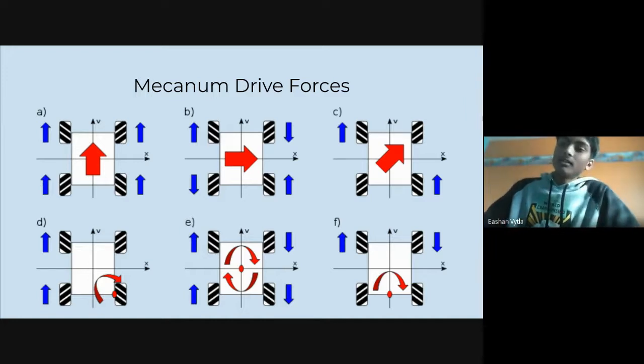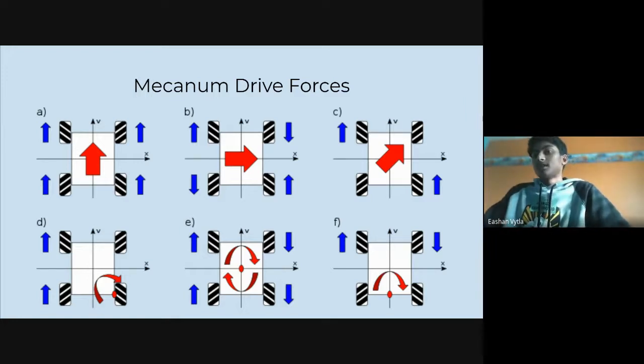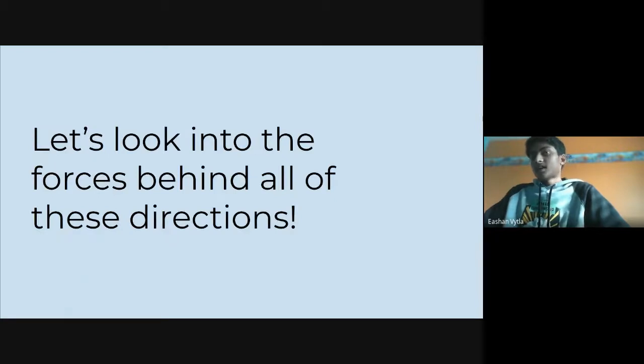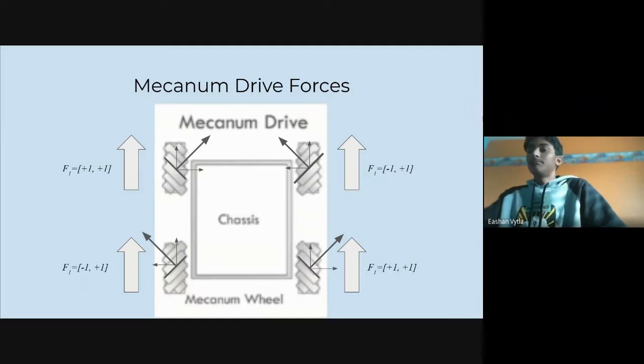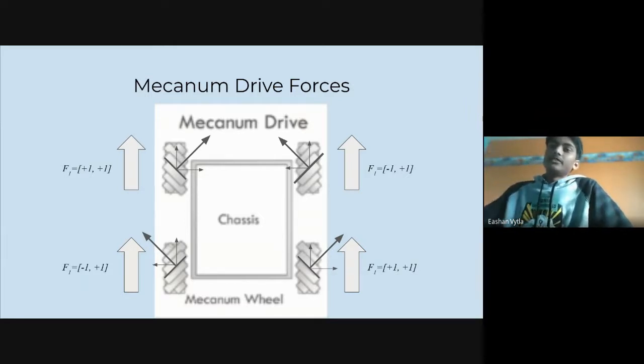Okay, so now I'm just going to go through the next part. Let's look into these directions and how they actually work. Let's start with the basic and most simple one, going forward. If you want to make the robot go forward, then you have to put a positive power to all 4 wheels. Now, this seems self-explanatory, but there's actually some more interesting stuff going on behind it.